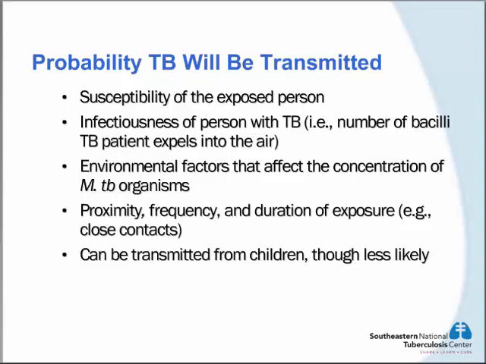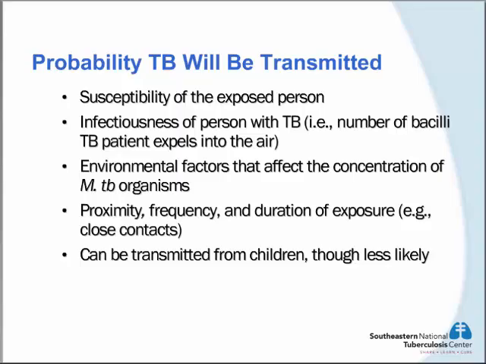So the highest risk is for the close contact of an active case, meaning the people that live in the same household or that spend a significant amount of time with the person that has contagious TB. So a casual contact doesn't have the same risk, or not nearly close to the same risk, as the person that spends hours with the person who has active TB.